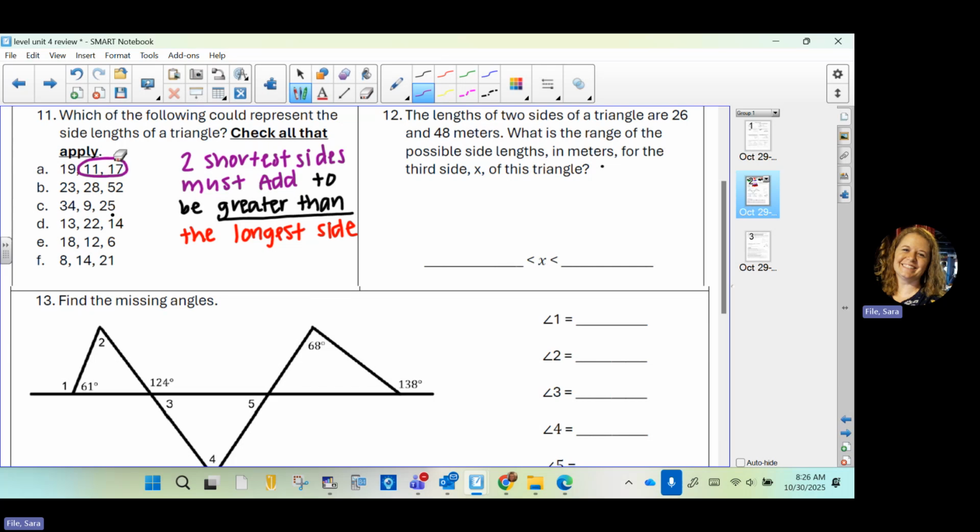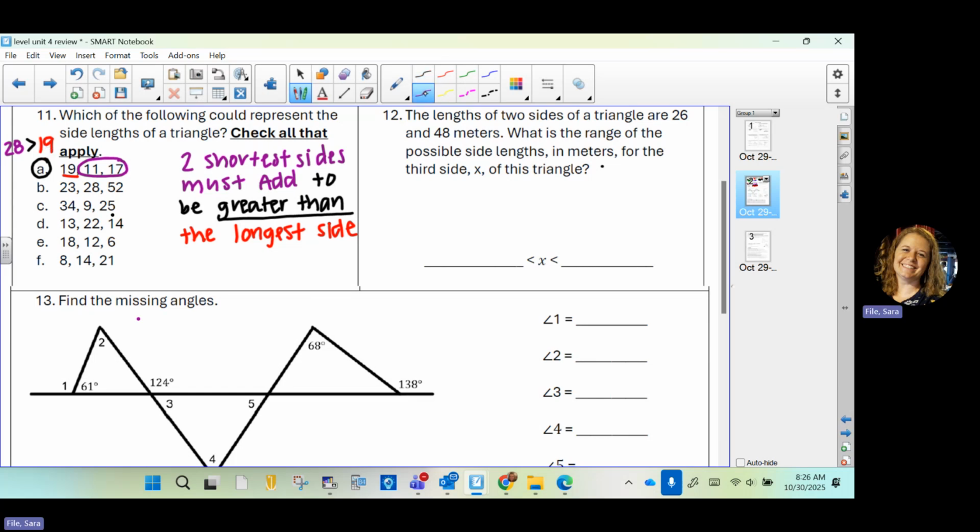What do those add to? Okay, so is 28 greater than, less than, or equal to 19? Greater than. And is that what I wanted? Yes. So A can form a triangle.